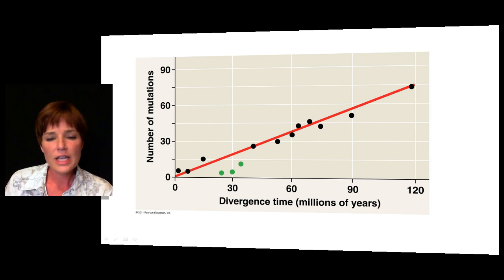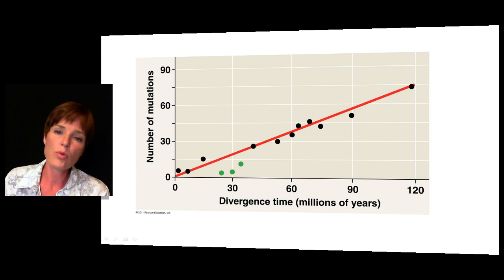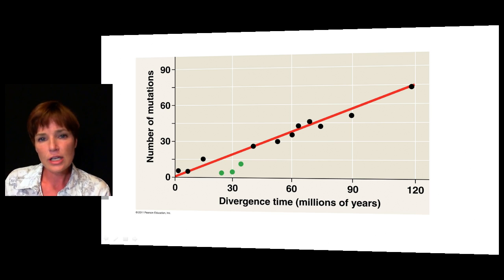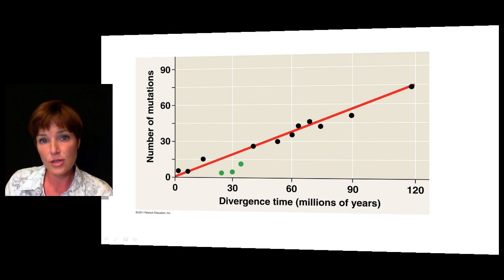On this graph, we can see that we have number of mutations versus millions of years, so divergent time. And what we can see is that as more time has passed, we have more mutations take place within a gene. If we're talking about a gene that is a good one to use as a molecular clock, then we get this nice linear increase in the number of mutations when we do plot these values, number of mutations versus the divergent time.